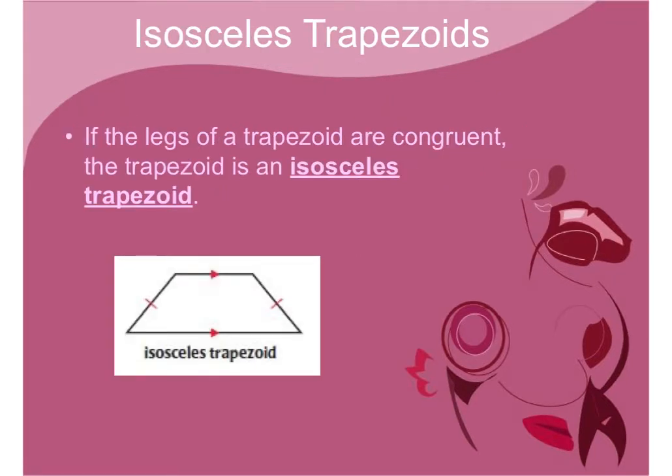We also have something called an isosceles trapezoid. If the legs of a trapezoid are congruent, the trapezoid is an isosceles trapezoid. That means that your two legs are congruent and you've still got two parallel bases.